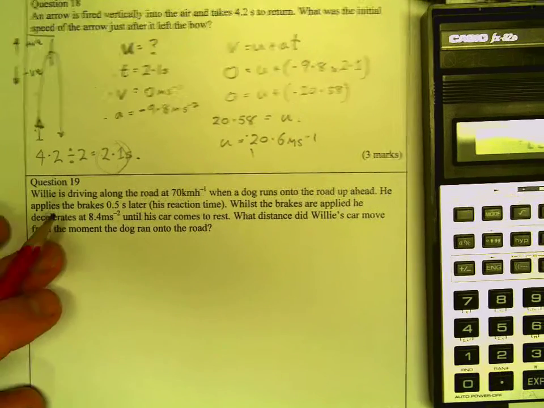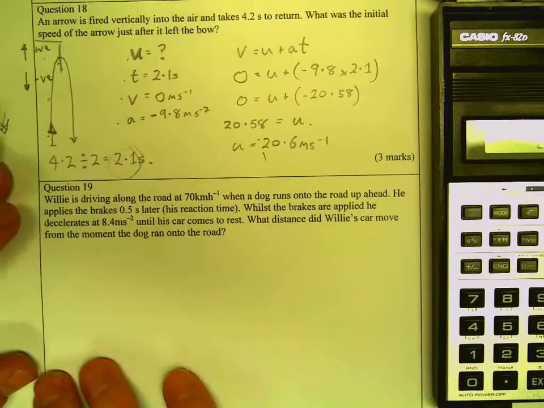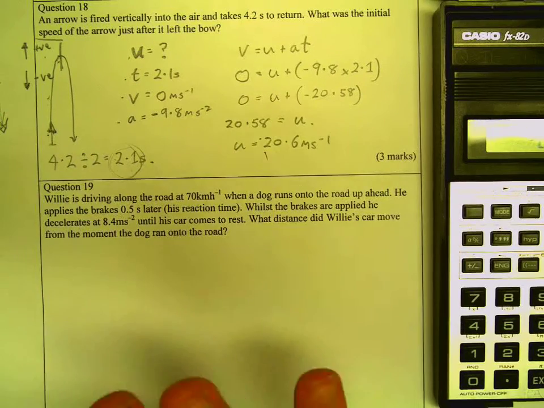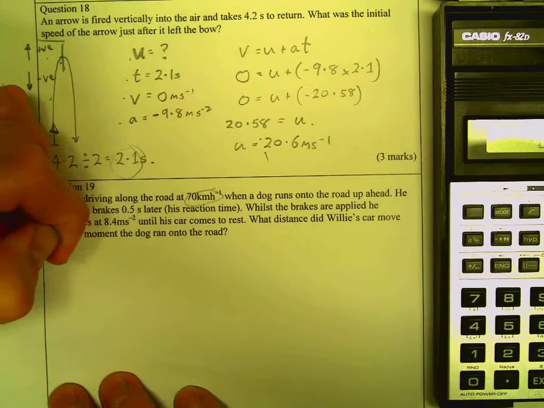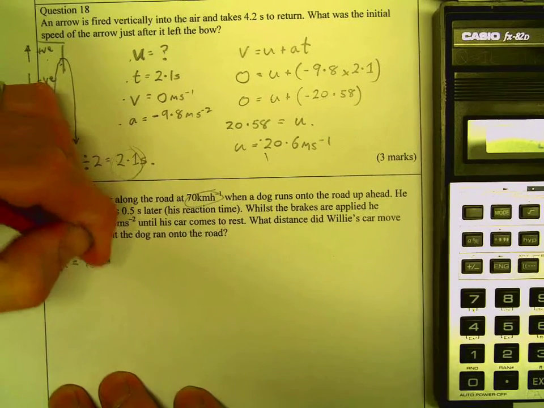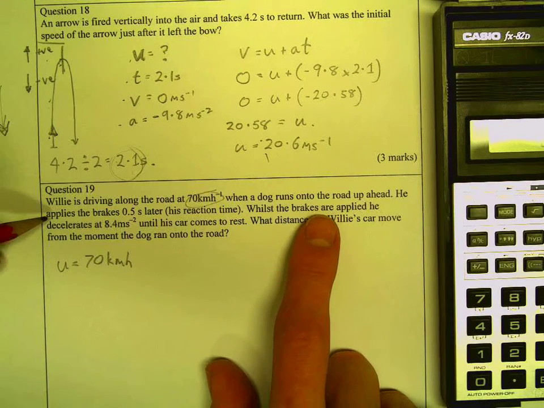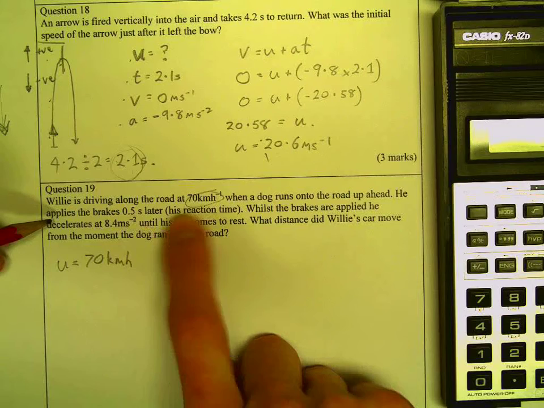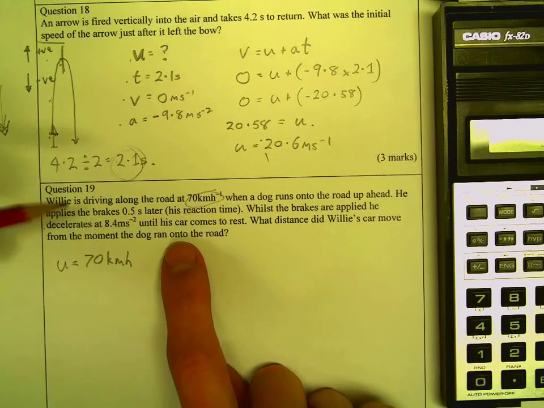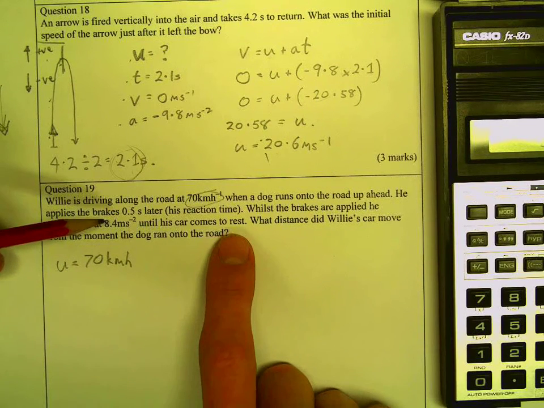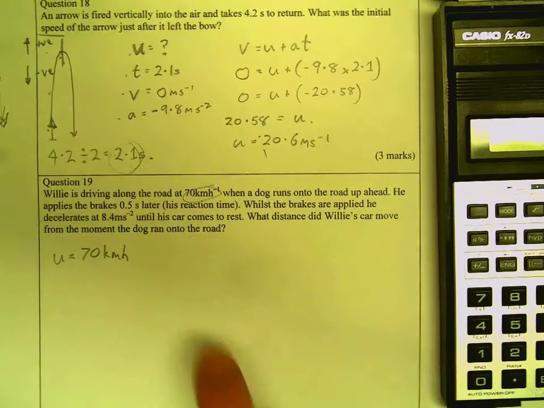Okay, the last one was quite involved, and that's why it's worth, can you see that? 5 marks. So there were 2 calculations to be made here. First of all, let's pull out our knowns. Willie is driving along the road at 70 kilometres an hour. Okay, so our initial speed is 70 kilometres an hour. When a dog runs out onto the road up ahead, he applies the brakes 0.5 of a second later, which is his reaction time. Whilst the brakes are applied, he decelerates at 8.4 meters per second squared until his car comes to rest. What distance did Willie's car move from the moment the dog ran onto the road?